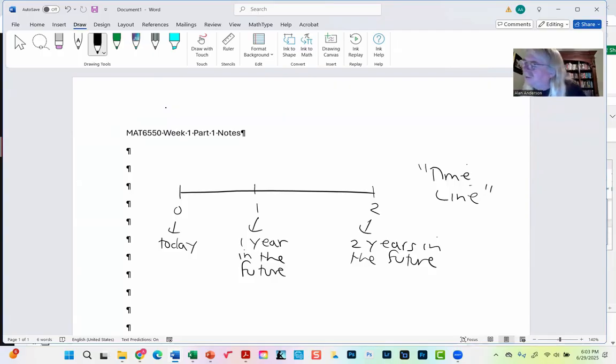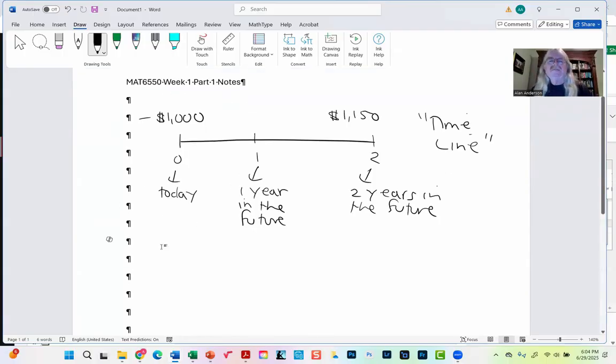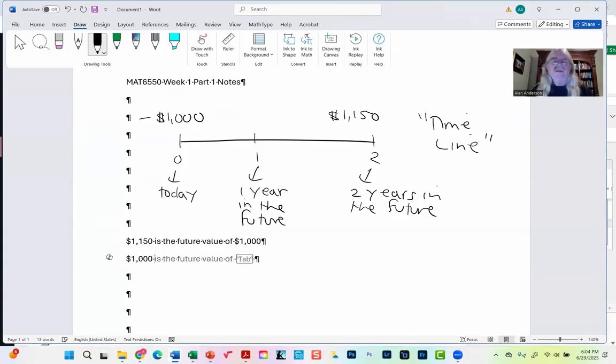So today, imagine I put $1,000 in the bank. So I'll show that with a negative number. And then in 2 years, it's worth, let's say, $1,150. Okay, so now we're assuming that I left the money there the whole time. I never took out any of it in between. So what I can say here in this example is that $1,150 is the future value of $1,000. And we can also turn that around and say that $1,000 is the present value of $1,150.